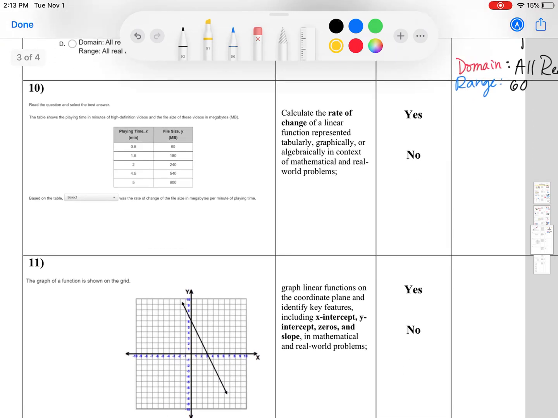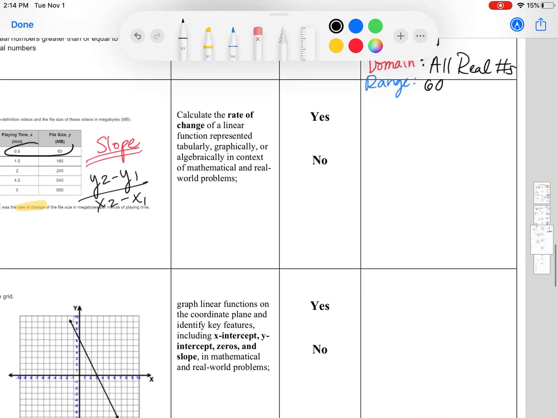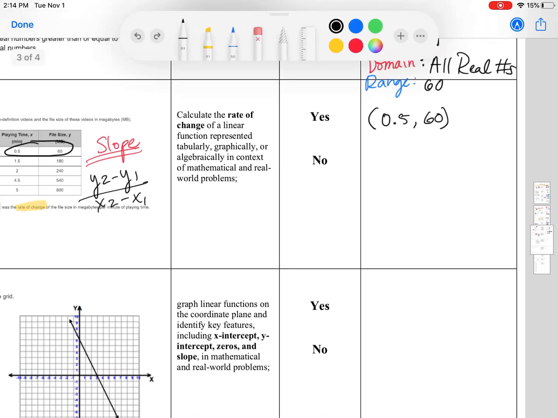Okay, a couple more. Number 10. Again, we have rate of change, just like the other two. Rate of change is slope. I'll start with the slope formula. You would always get this on a formula chart. The slope of a line, I need to pull off two points. It doesn't matter which points you choose, I'll pick the first one. So when x is 0.5, the y is 60. When the x value is 1.5, the y is 180. So this is x, y, x, y. Pulled 2 points off of my table.